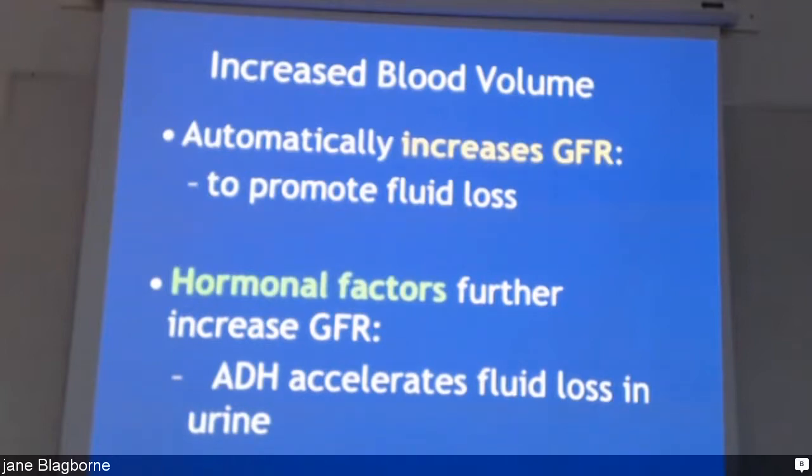Fluid loss in your... I'm getting tired probably of writing. Your fingers are getting tired.